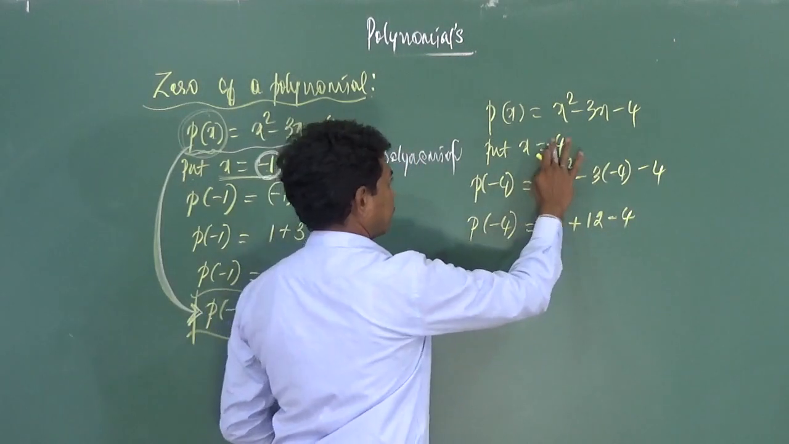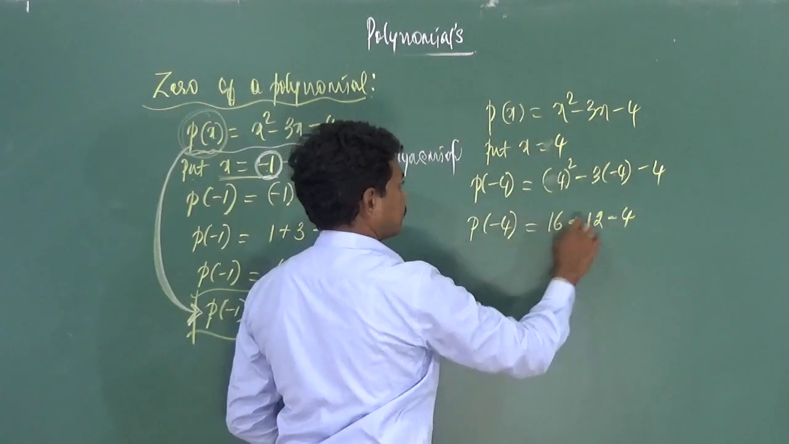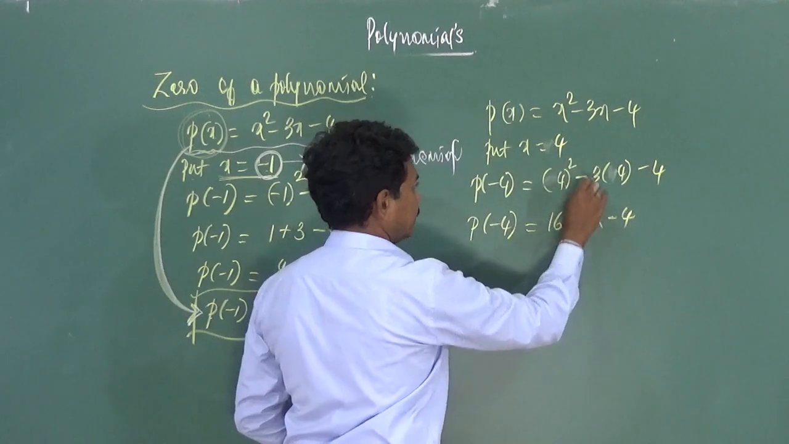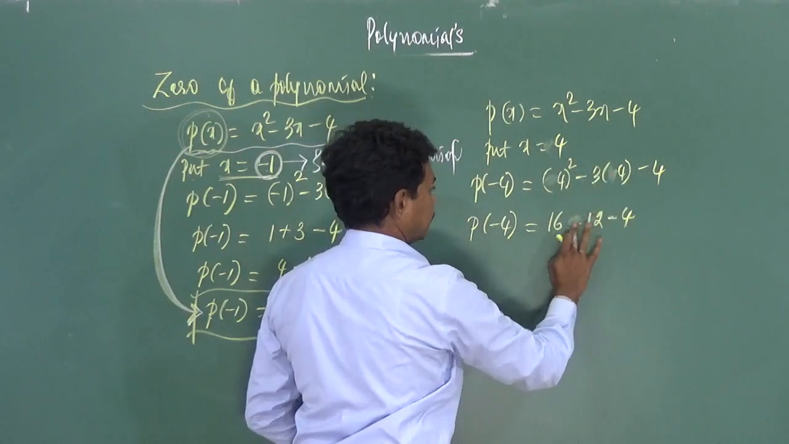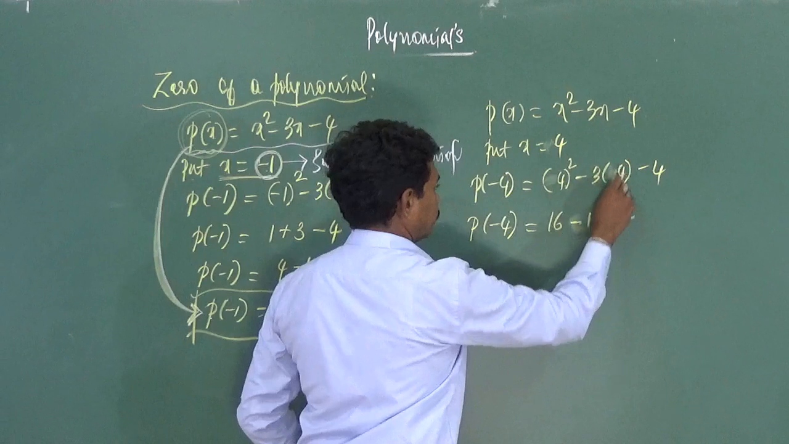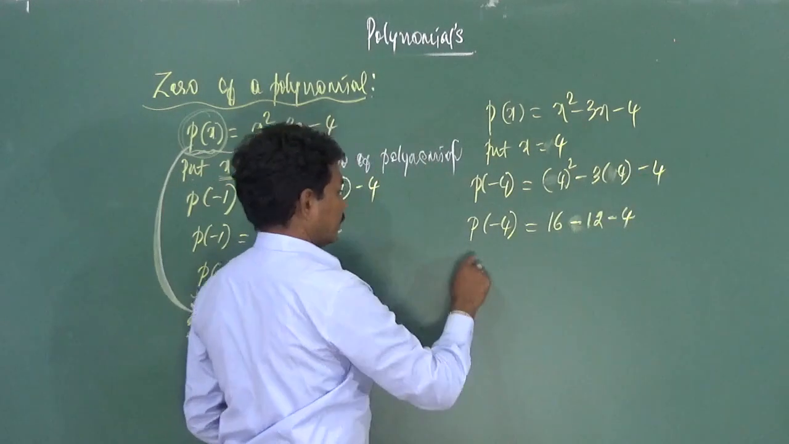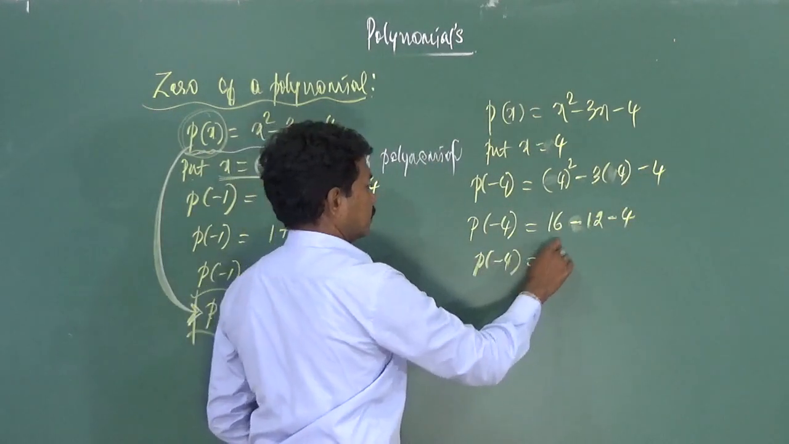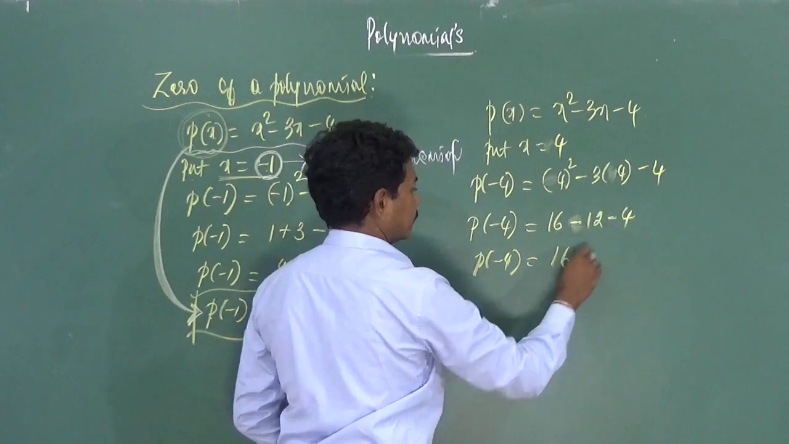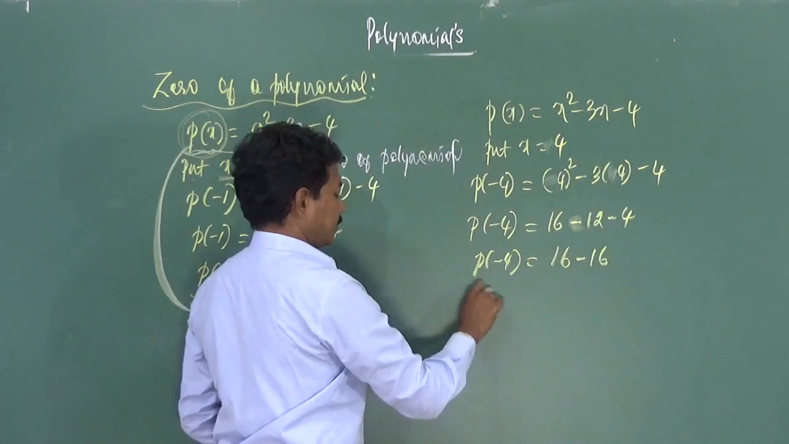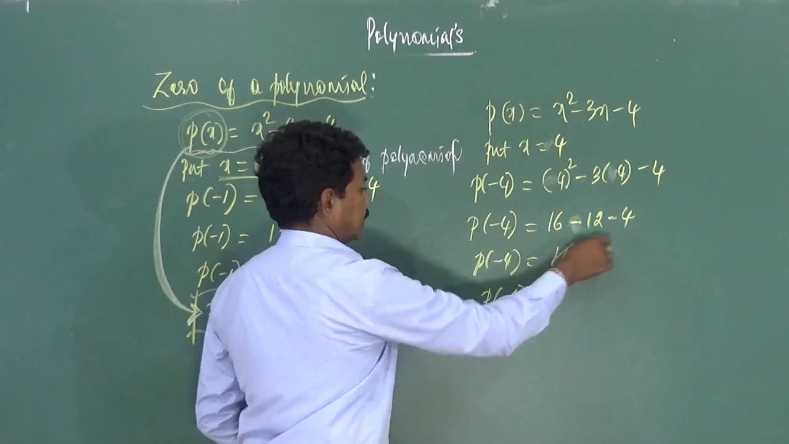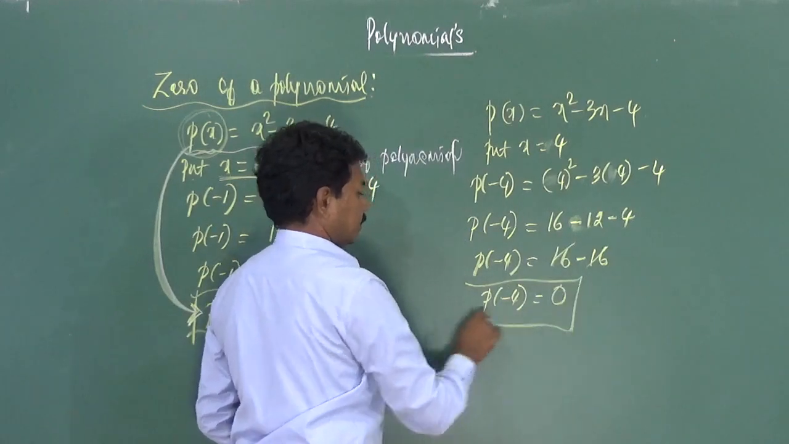So let us take plus 4. Okay, 4 square is 16. Minus into plus is minus here. So 3 4s are 12 and it is minus 4. So p of 4 is equal to 16 minus 12 minus 4, which is minus 16 again. So it cancels and the value is 0.